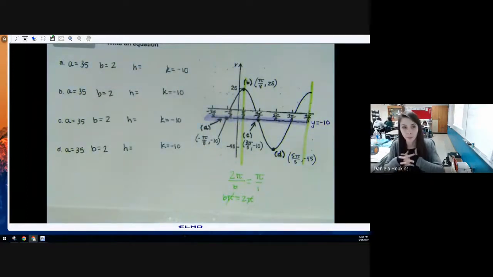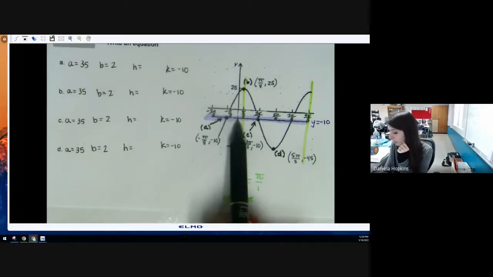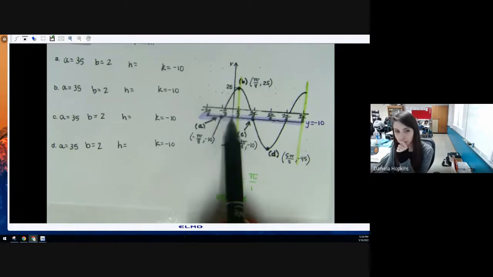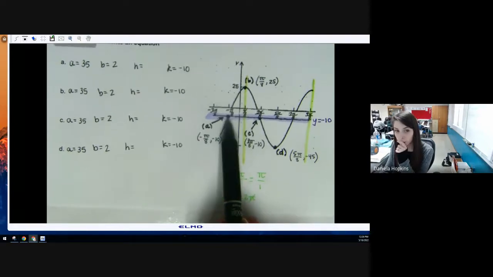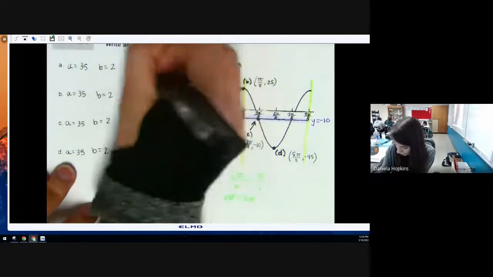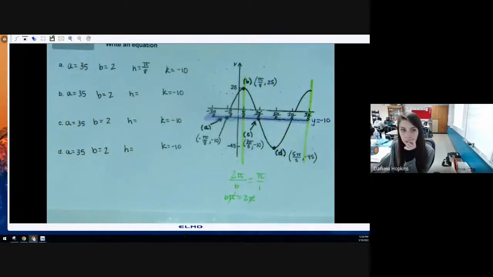All right, now the fun part. Okay, so if I'm moving A back to my y-intercept, what kind of translation is this? How did I go right or left? Okay, I went left, and then how many? Pi over 8. So I went left pi over 8. Left is positive, so my H would be pi over 8.